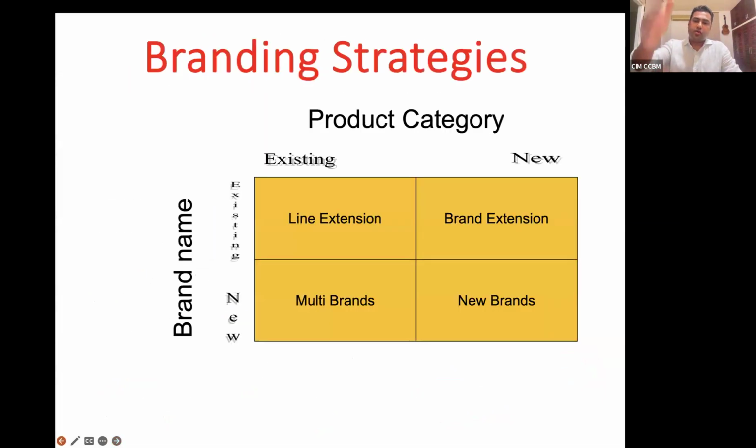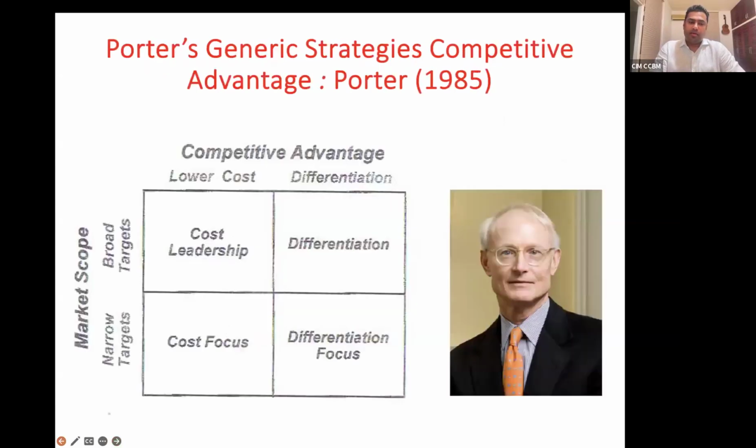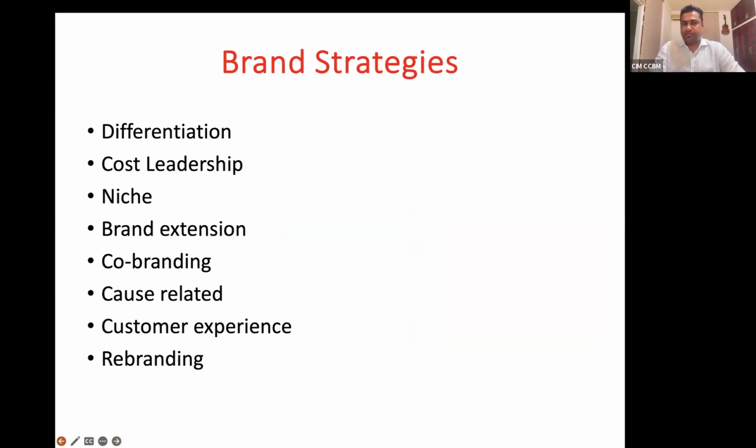New brands means new product category, new brand. Example, if Cambridge College tomorrow launches a restaurant, we can't call it Cambridge restaurant. We have to go into a new product category with a new brand. That's the fourth strategic option. So I hope you understood what brand extension is.